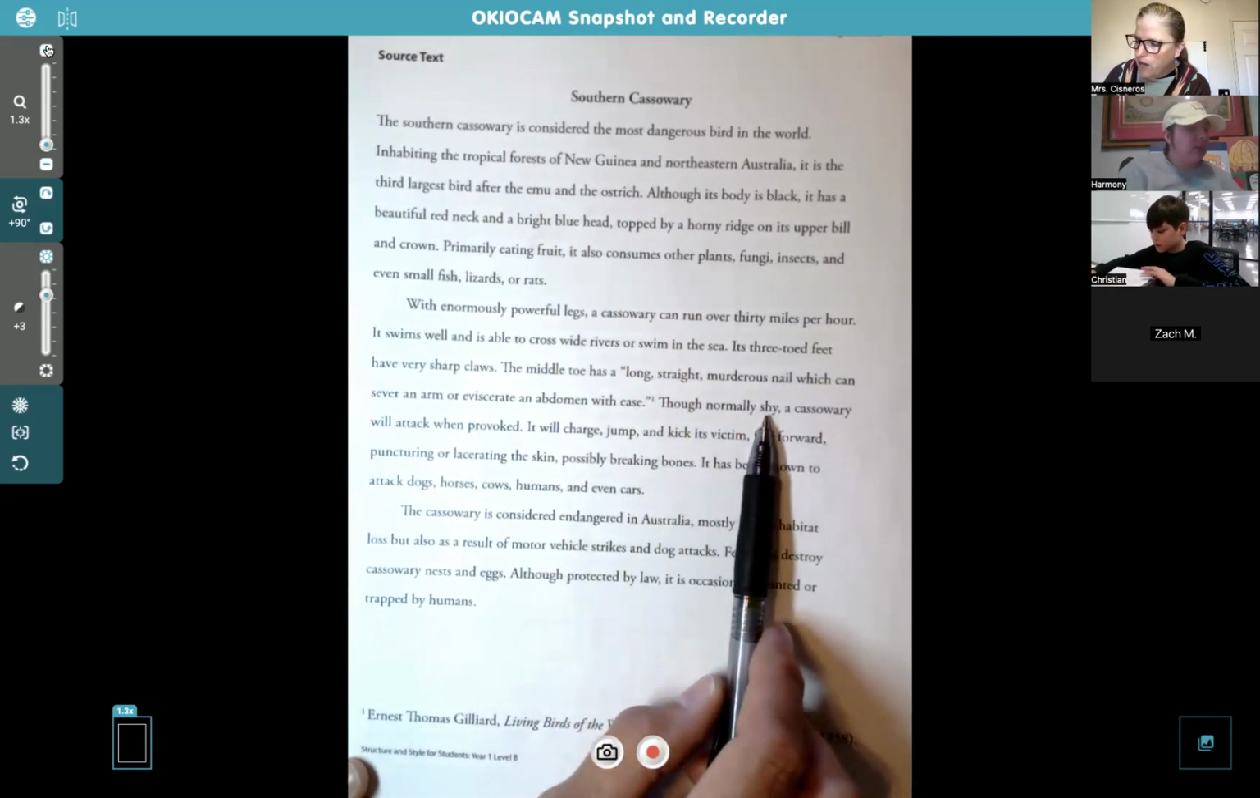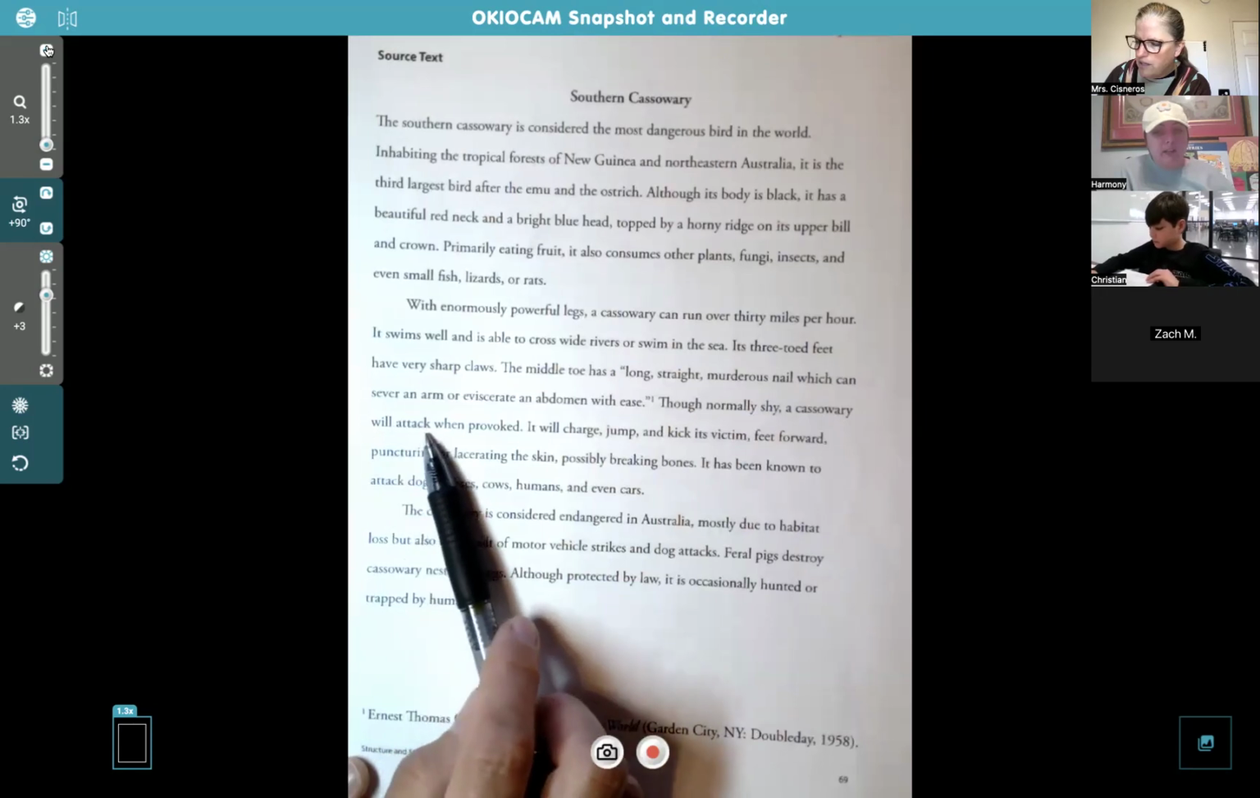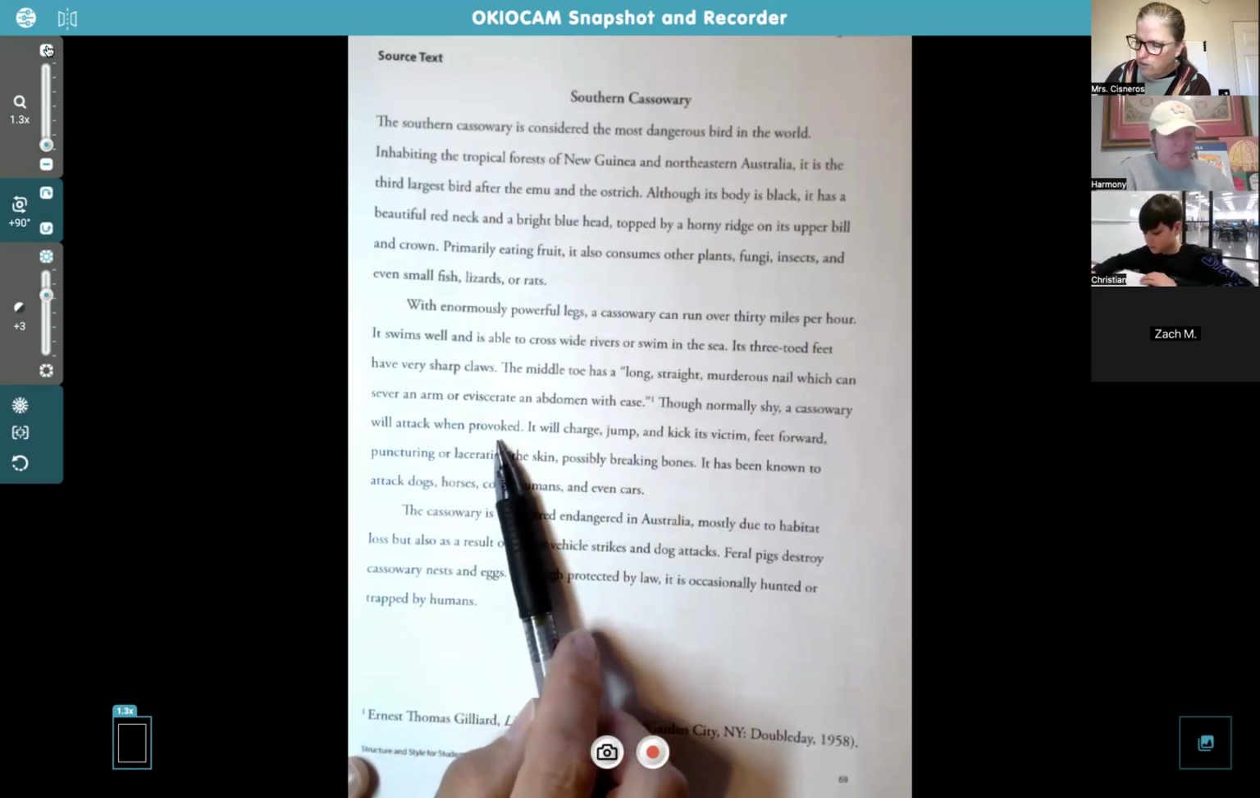Though normally shy, a cassowary will attack when provoked. That word provoked, let me just pause there for a second, just means like if you have a brother or a sister that picks on you sometimes and they poke you or tickle you or something and then they run away. It's like they're provoking you to go chase them, right?